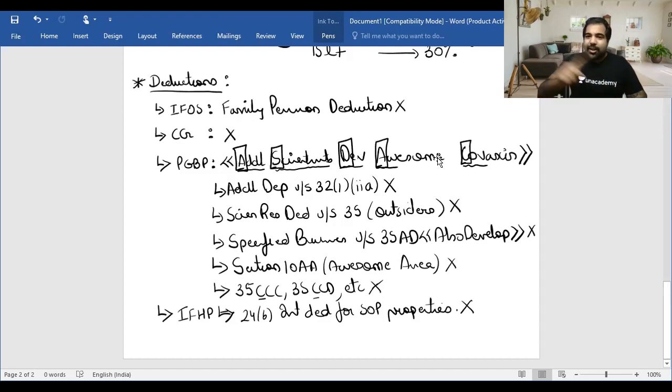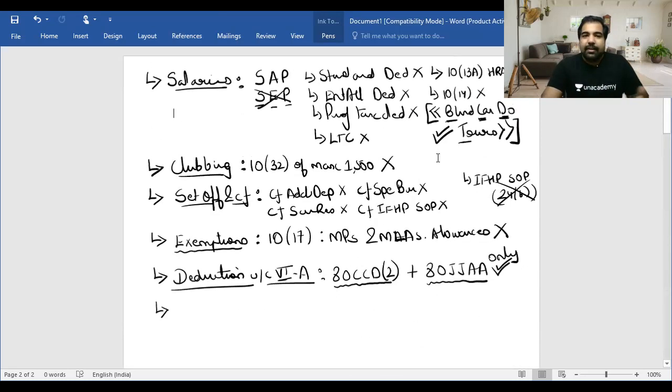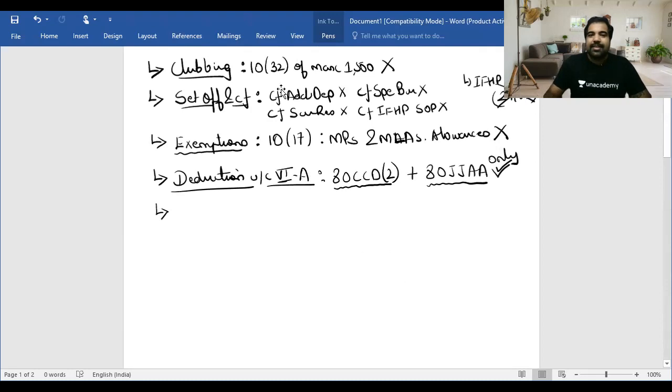Not just this, even the set off and carry forward in relation to these are not allowed. Income from house property, 24B, not just this, even set off and carry forward in relation to this is not allowed. And salaries, nothing is allowed except standard deduction. Clubbing, 10(32) is not allowed. Set off, we've already discussed. Exemption 10(17), that exemption is not allowed. So MLAs, MPs are not going to be really happy with this. Deductions, nothing is allowed except 80CCD and 80JJAA. That is how this section is.